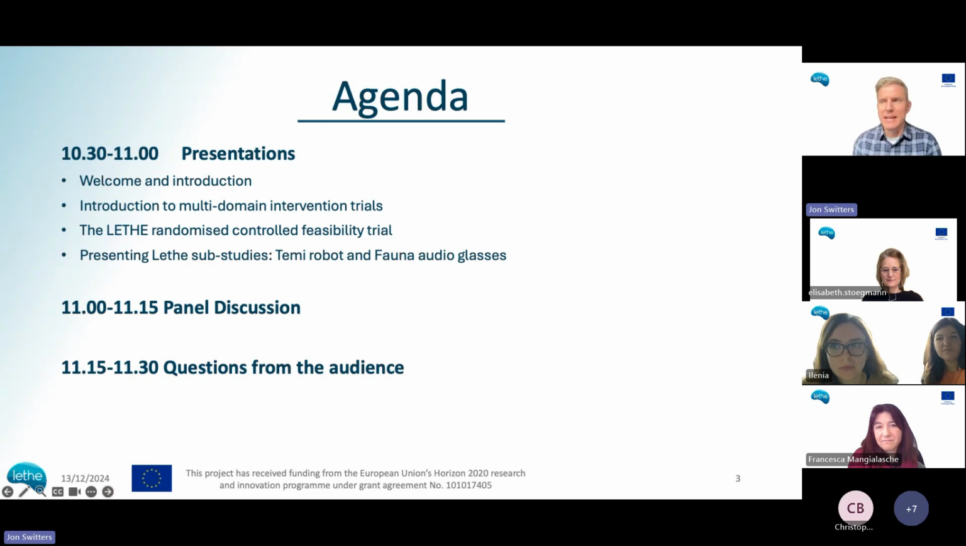So the agenda for today. We will start with the welcome and introduction. We'll then have a look at an introduction to multi-domain intervention trials. We will then look at the Lethe randomized control feasibility trial, and finally have a look at the Lethe sub-studies, taking into account the Temi robot and the Fauna audio glasses. The idea is then to have a short panel discussion with our speakers, and then open the questions. So all the questions that you may have put in the chat during the webinar, we will then address those to our speakers.